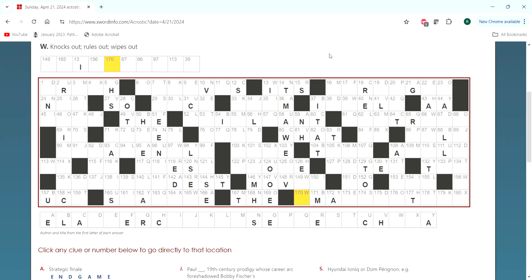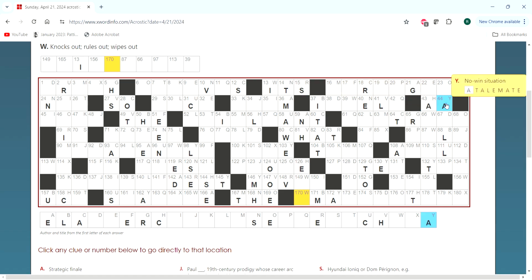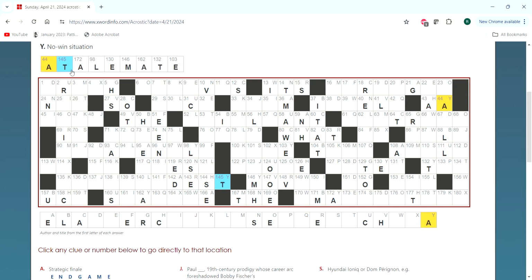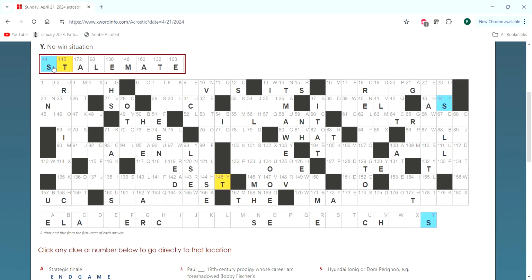Uh-oh, what do we have here? We have an H. 43H is an A and 44Y is an A. Uh-oh. I gotta fix that one. This is gonna be an S for stalemate. Okay, now we're good. I don't know how that happened.